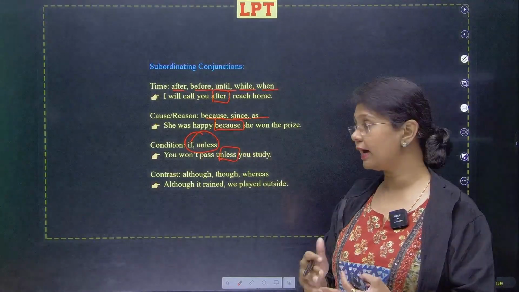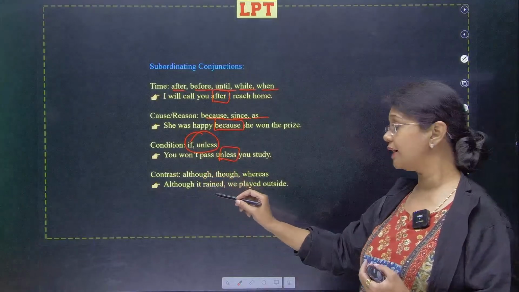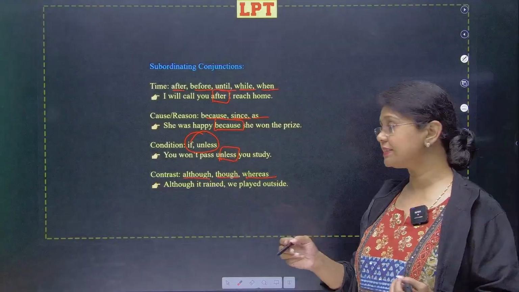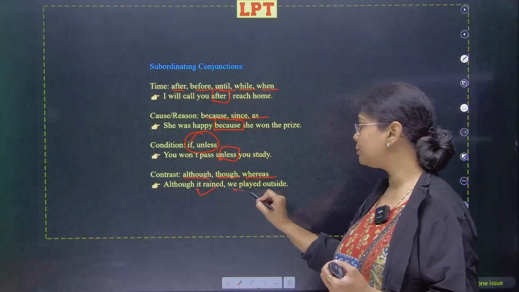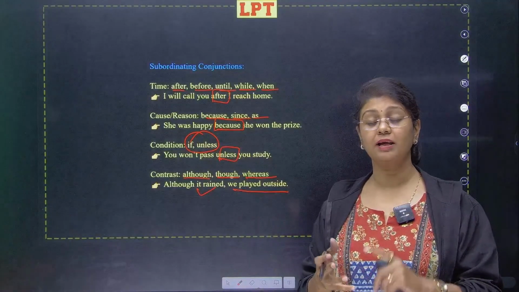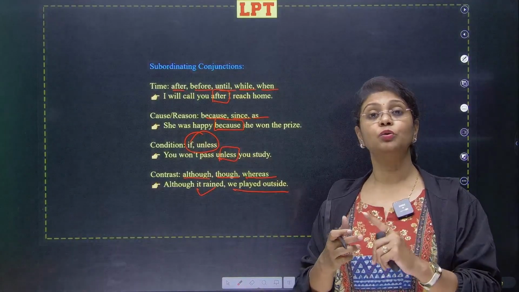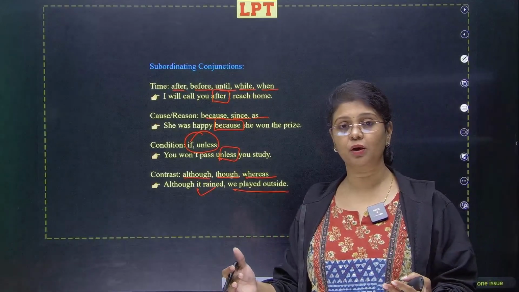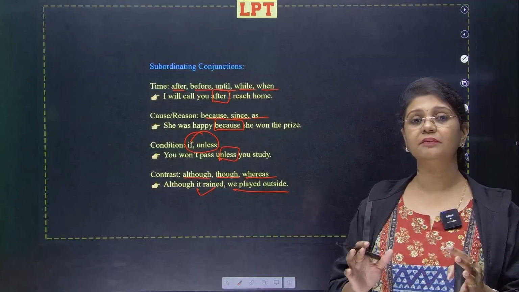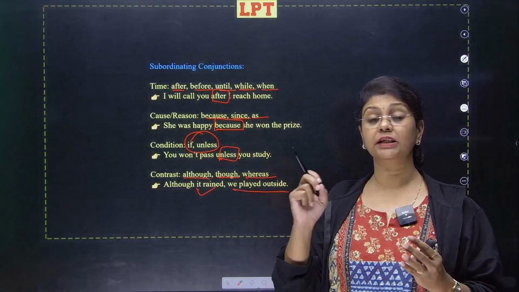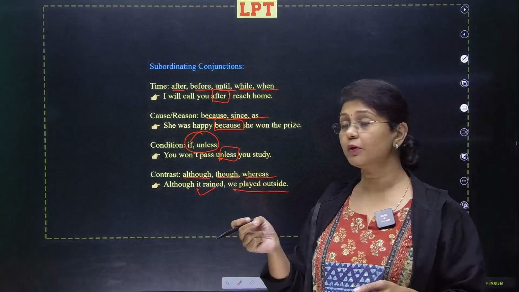So use there unless, and the last one is contrast. So you have although, though, and whereas. So you simply say although it rained, we played outside. So there is a contrast coming up. But shows you contrast, yet shows you contrast, though shows you contrast, although shows you contrast, nevertheless shows you contrast. So as long as you identify the conjunctions and you couple it with the rules of conjunction, the correct usage of conjunctions, I think you are good to go.